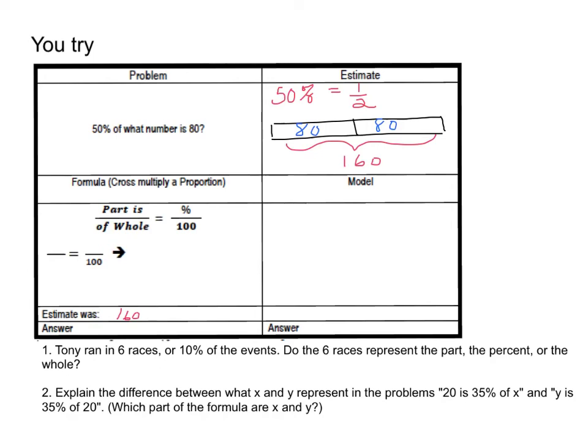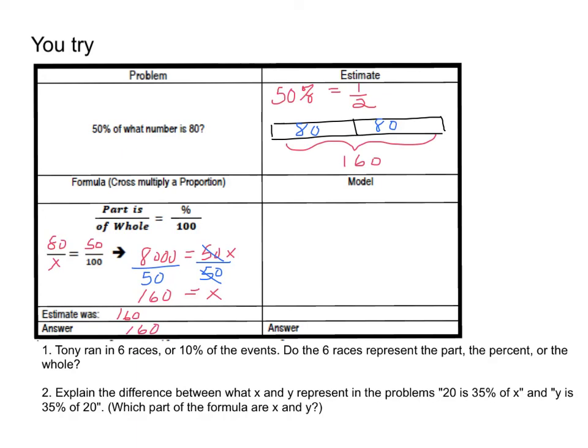And when we actually solve this, we are going to have 50% and 80 on the is part and x below. So that is going to give us 8,000 equals 50x. We will divide by 50 on both sides of the equation to make it so that we get x alone. And that gives us exactly 160, which is what our estimate was. So we are right on.